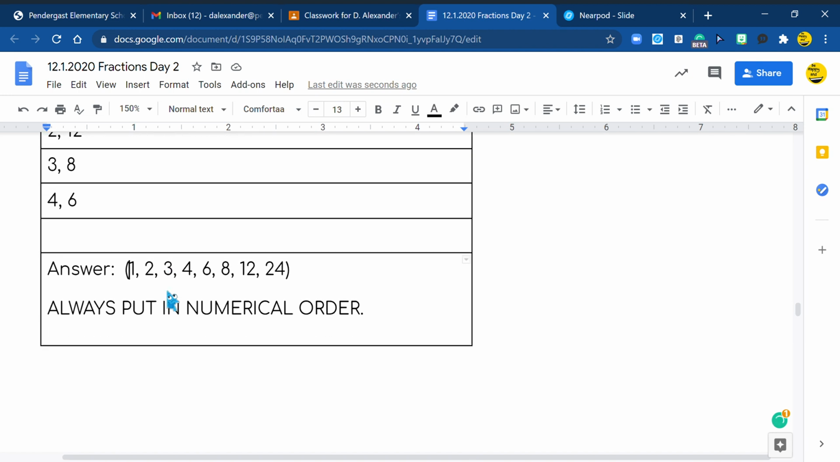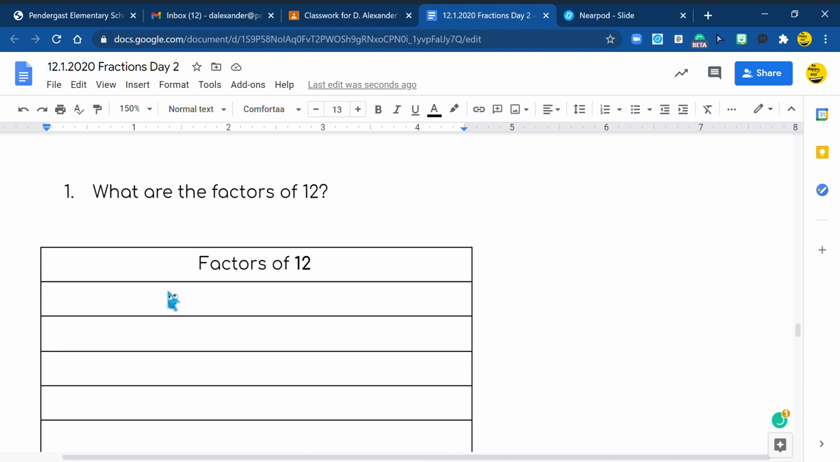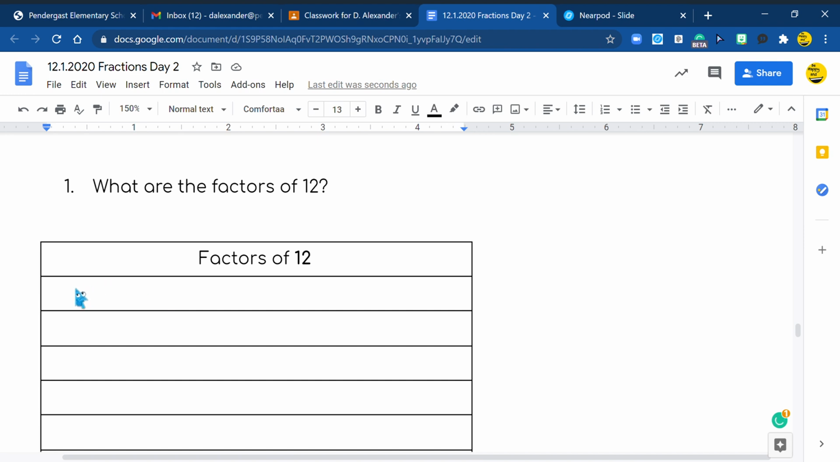So now we're going to go to our next problem. What are the factors of 12? So the first thing we know, 1 and 12, because 1 times 12 equals 12. Now I look here, is 2 even? Correct. So I'd put 2. And then what is my buddy for 2? 2 times what gives me 12? You guys are right, 6.